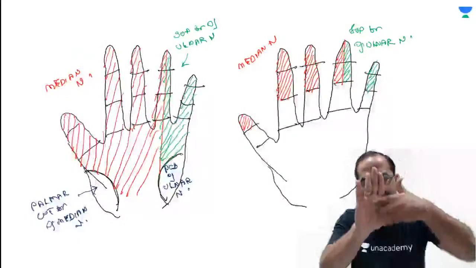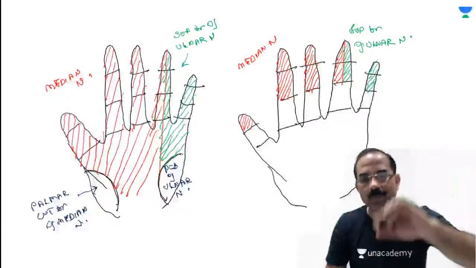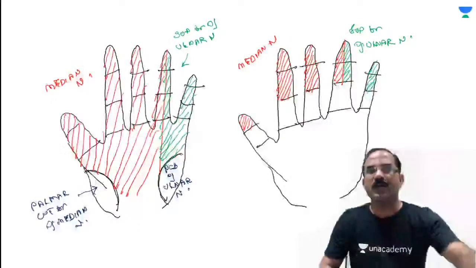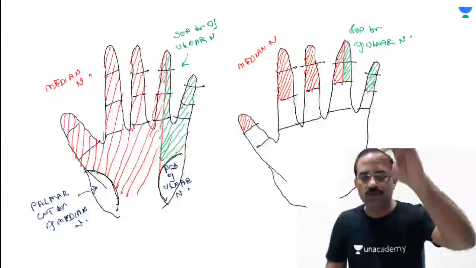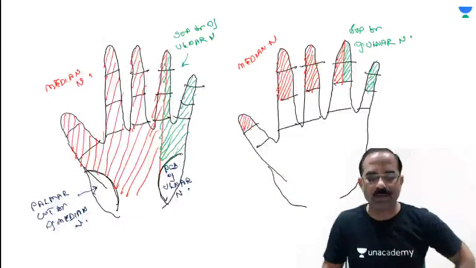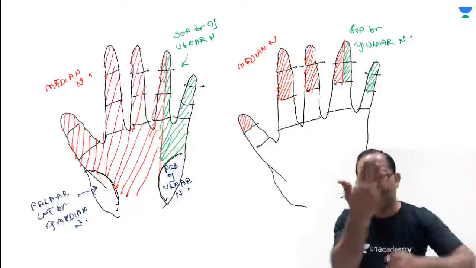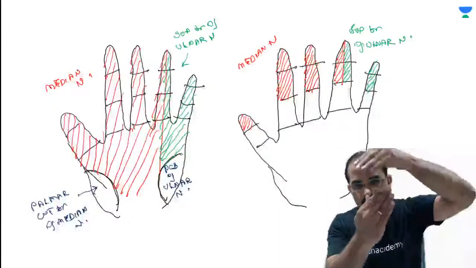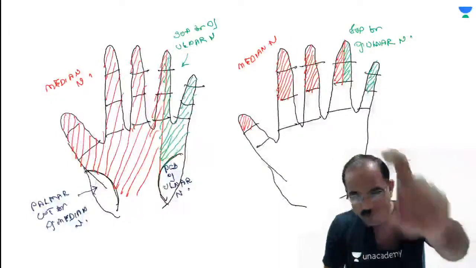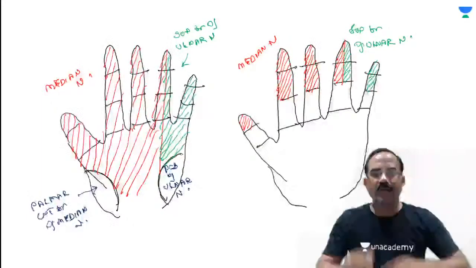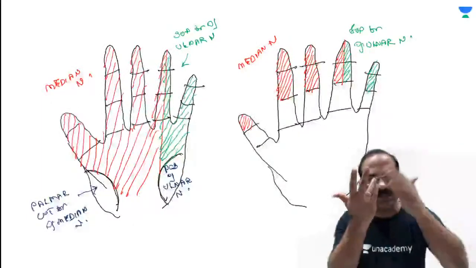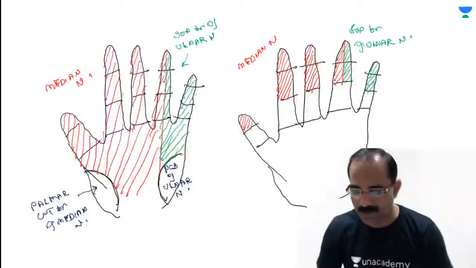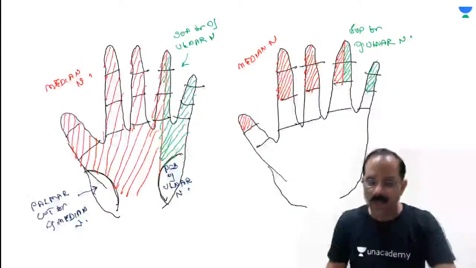This 3.5 fingers are supplied by whom? Median nerve. This 1.5 fingers are supplied by whom? The superficial branch of ulnar nerve. Now, coming to the dorsal aspect. The same median nerve goes to the dorsal aspect, supplies 3.5 fingers except proximal phalanges. The superficial branch of ulnar nerve goes to the dorsal aspect, again supplies 1.5 fingers except proximal phalanges. अब बाकी क्या है बच्चों?